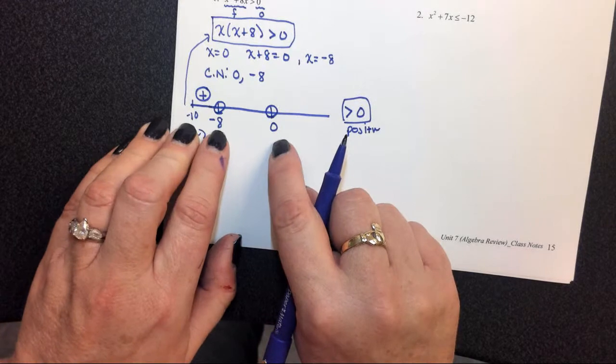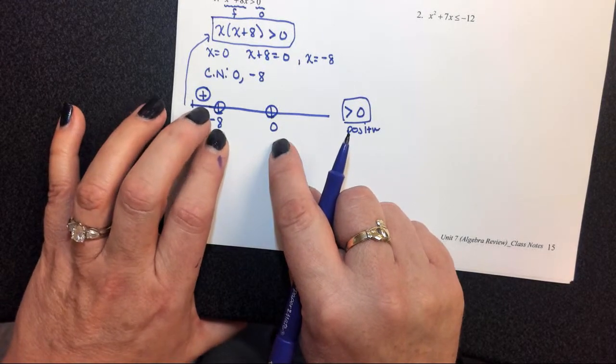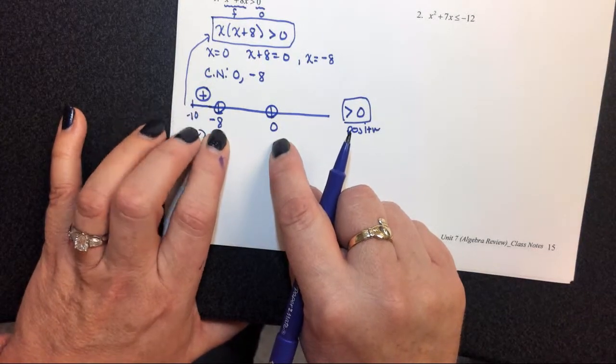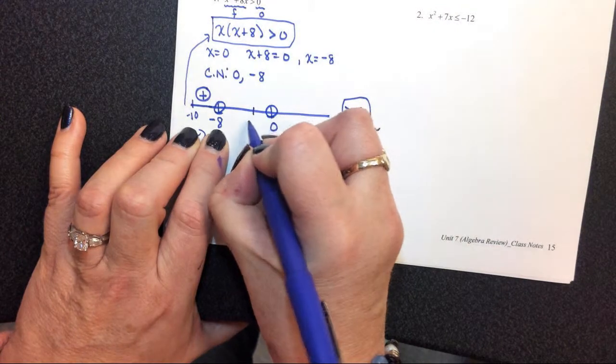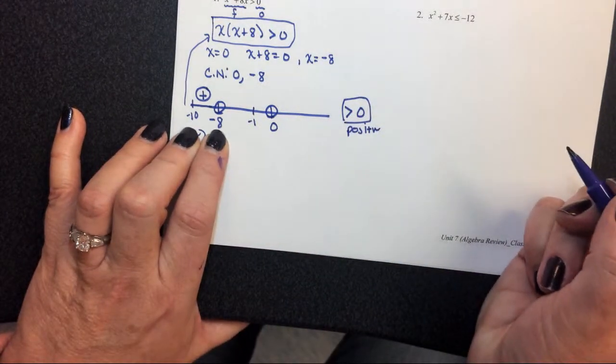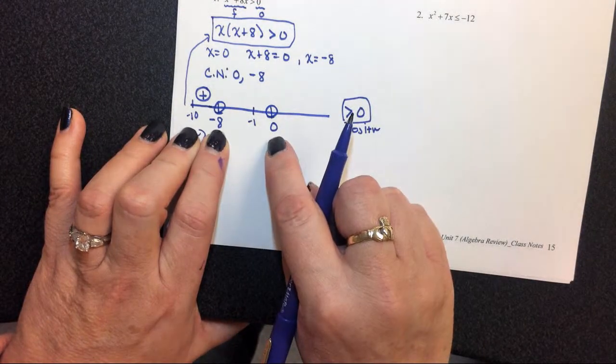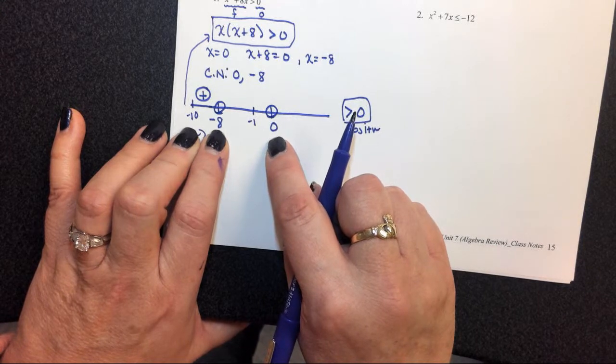Now let's pick a number between negative 8 and 0. Any number you want. Negative 1. Ones and zeros are always the easiest to work with.